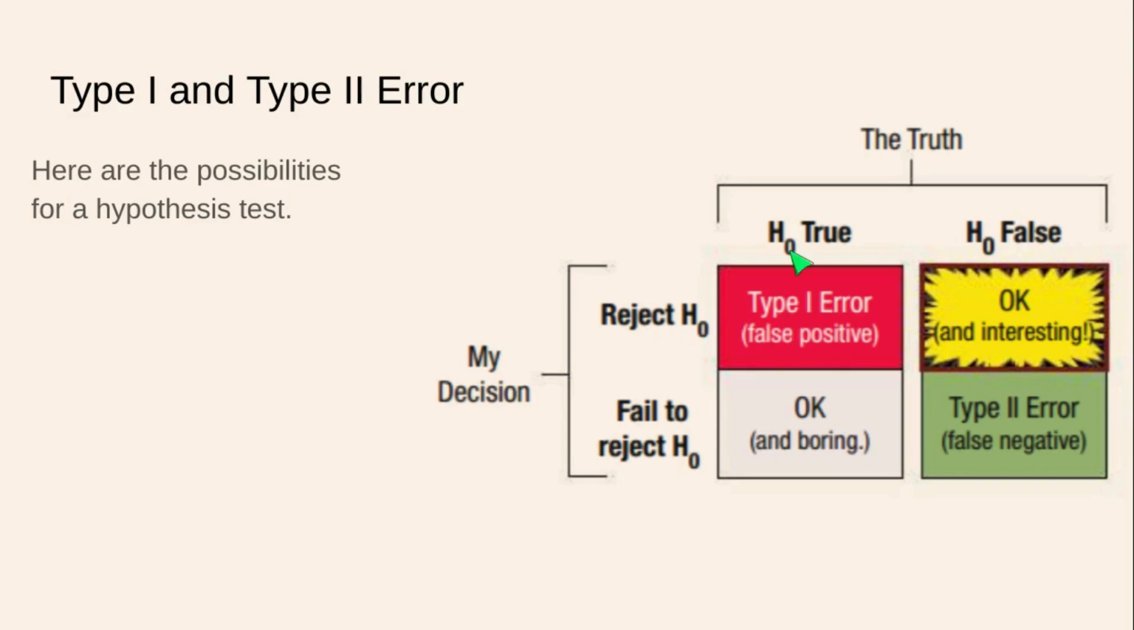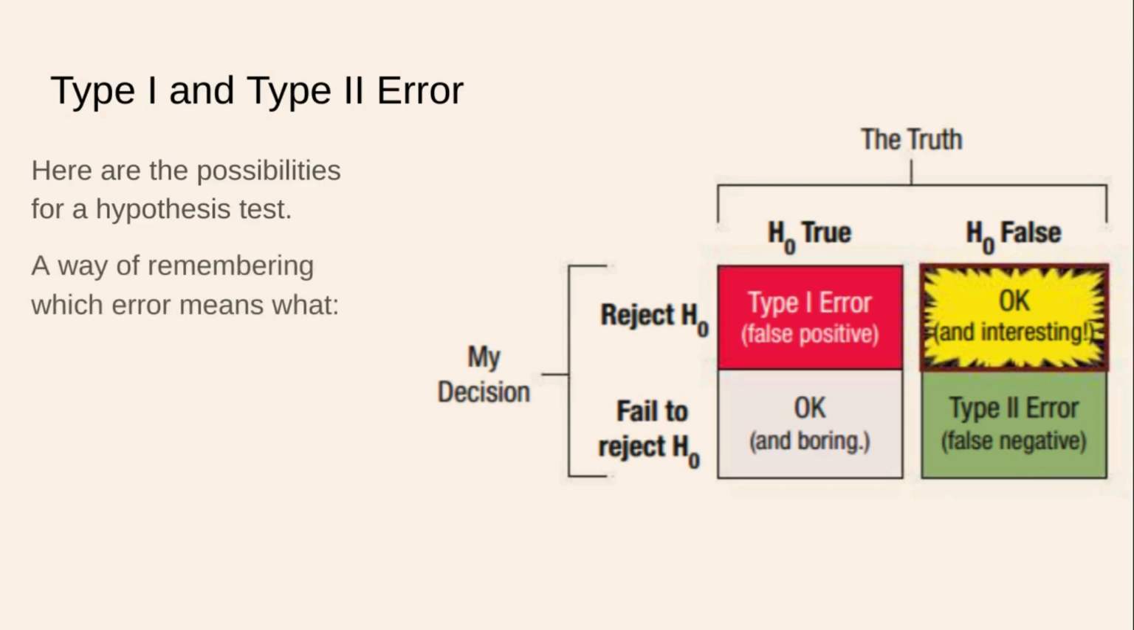If we reject a true null hypothesis, that is type 1 error. That is the false positive, all right? We were accusing the null hypothesis of being untrue when in fact it was. On the other hand, we have type 2 error, which is the failure to reject the null hypothesis when the null hypothesis should have been rejected. That is the false negative.